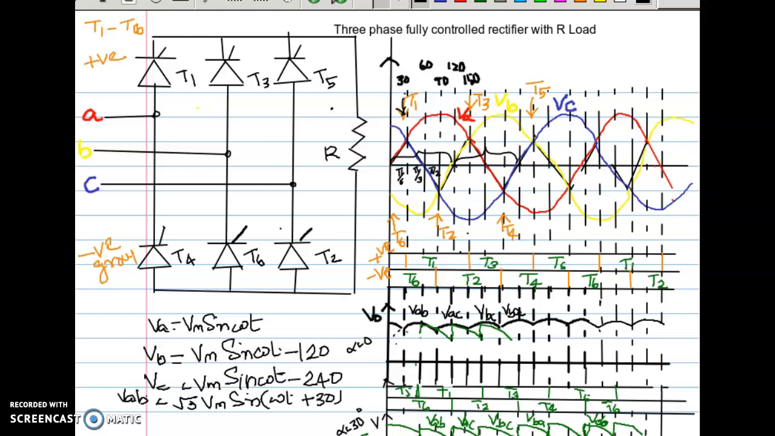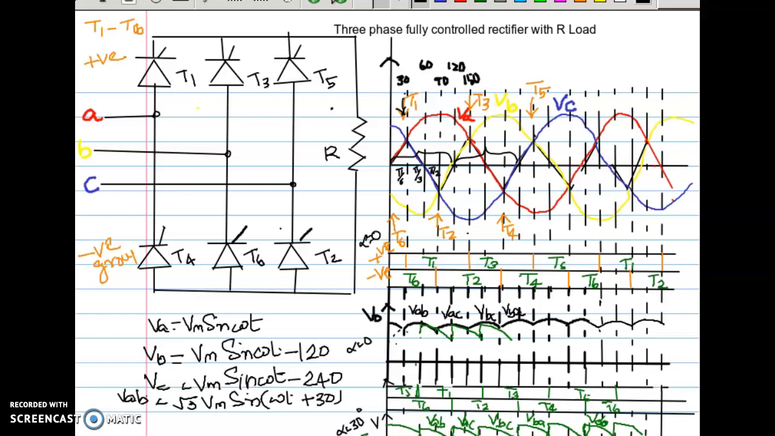Below that, I have drawn three horizontal lines to indicate the conduction period of each thyristor. From pi by 6, T1 can be triggered. This is the case where alpha equal to 0. That is, thyristor T1 is triggered at pi by 6 and it continues conduction for 120 degree.